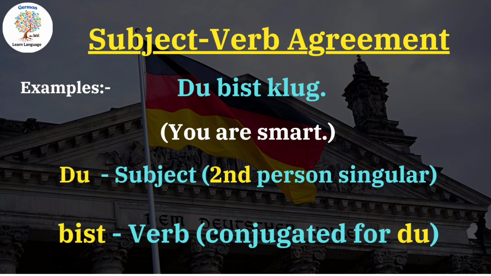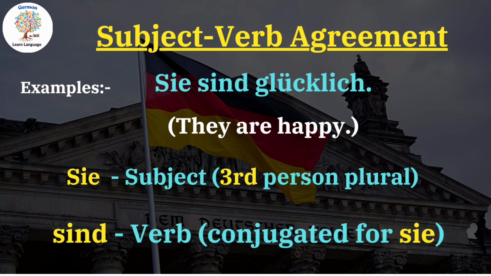Du bist klug. Du. Subject. Second person singular. Bist. Verb. Conjugated for Du. Sie sind glücklich. Sie. Subject. Third person plural. Sind. Verb. Conjugated for Sie.